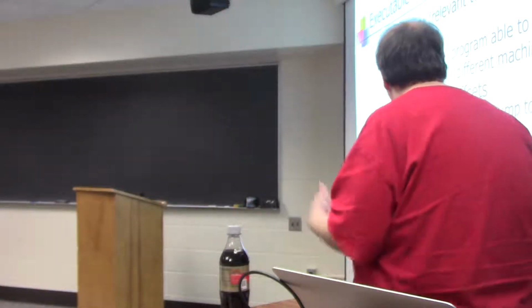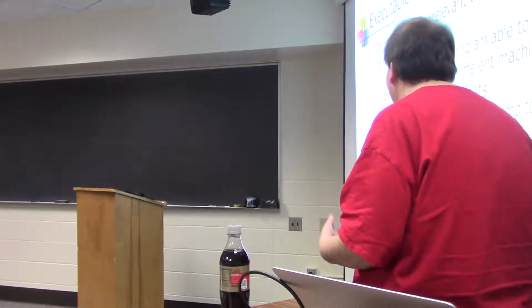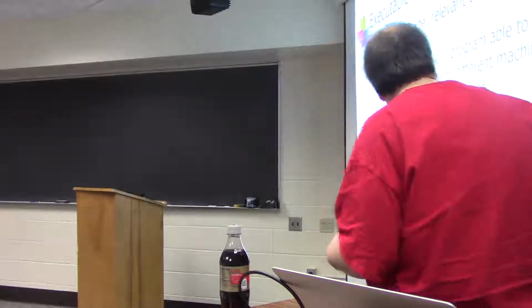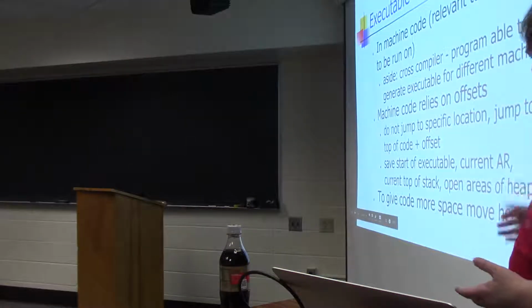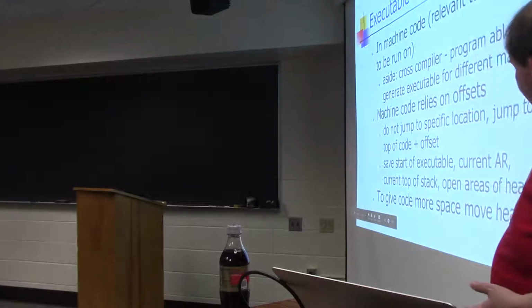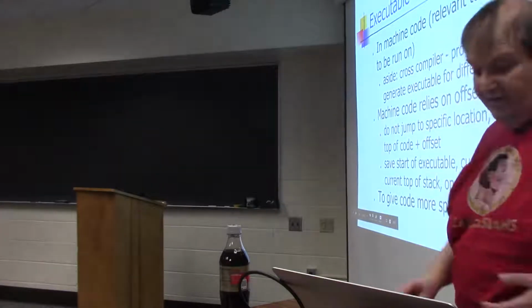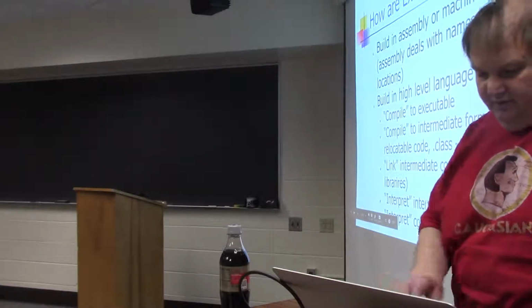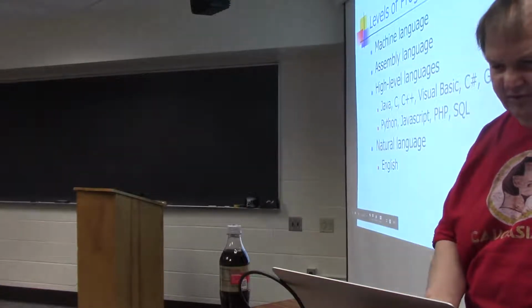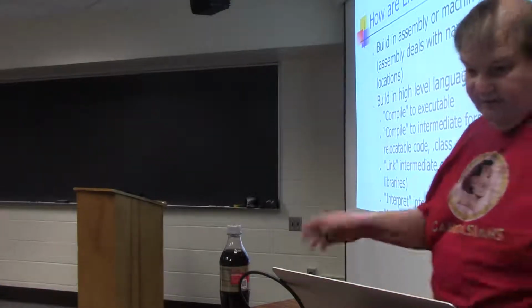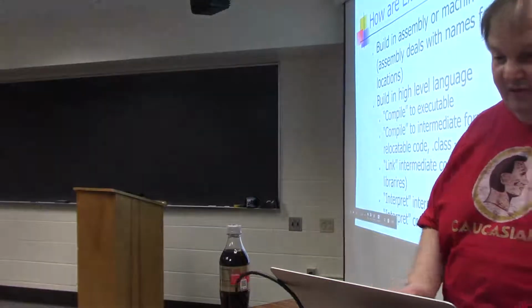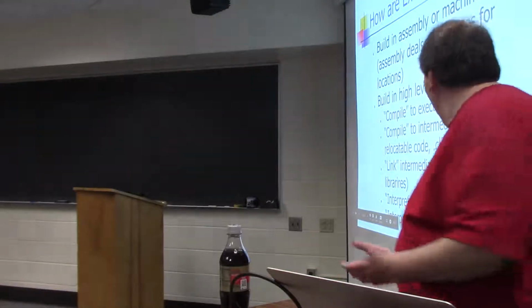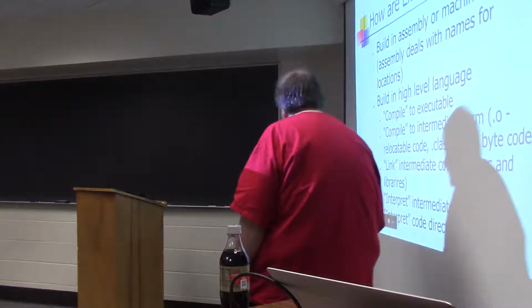So we often say at the start of the executable, the current activation record, the current top of the stack, open areas of the heap, so there may be other things as well. And to give code more space, you simply move the heap. Okay, so let's see. I think I did activation records at the very end, so we'll come back to those in a bit. So, how are executables actually made?